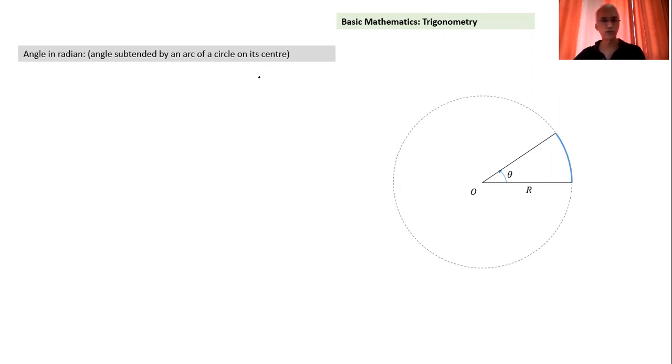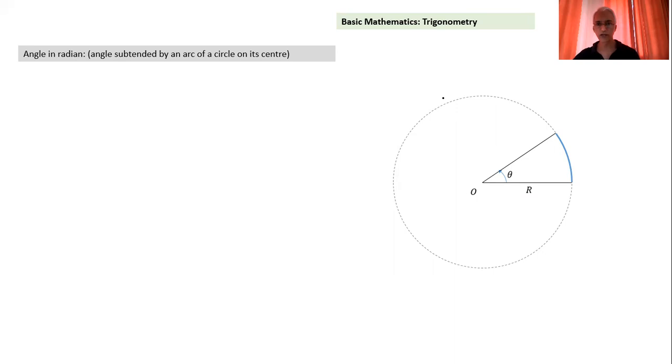But in case of physics, it's more common to use radian as a unit of measurement of angle. So let's first understand what is this radian, because many of you are not too familiar and have little difficulty understanding what angle in radian means. Angle in radian means angle subtended by an arc of a circle on its center.